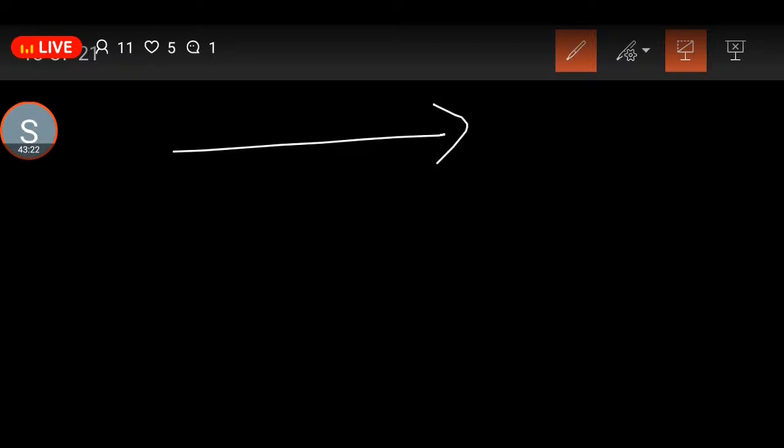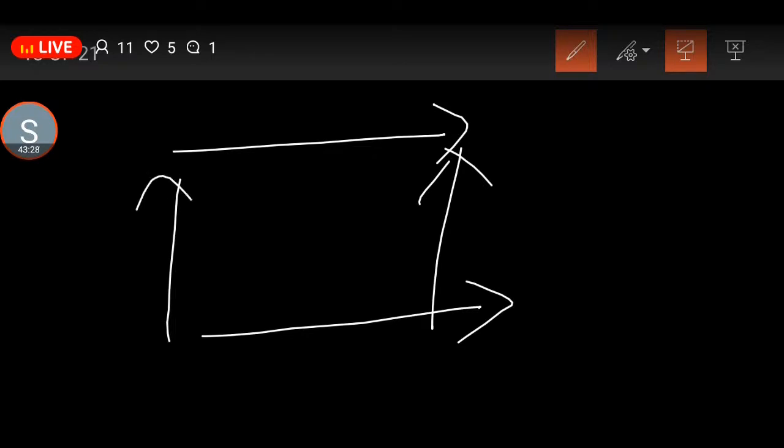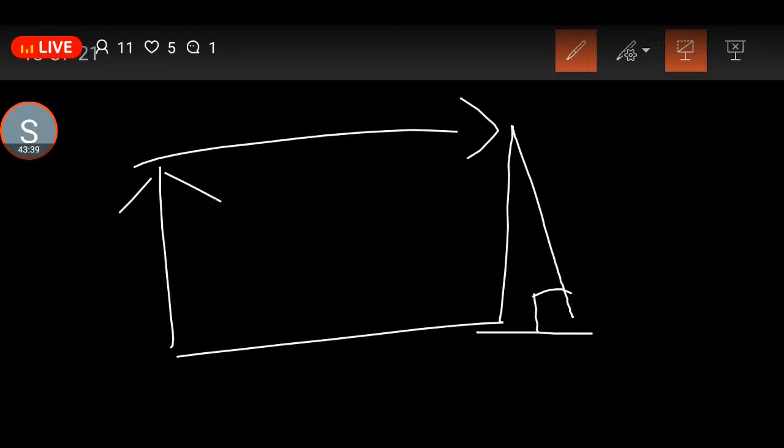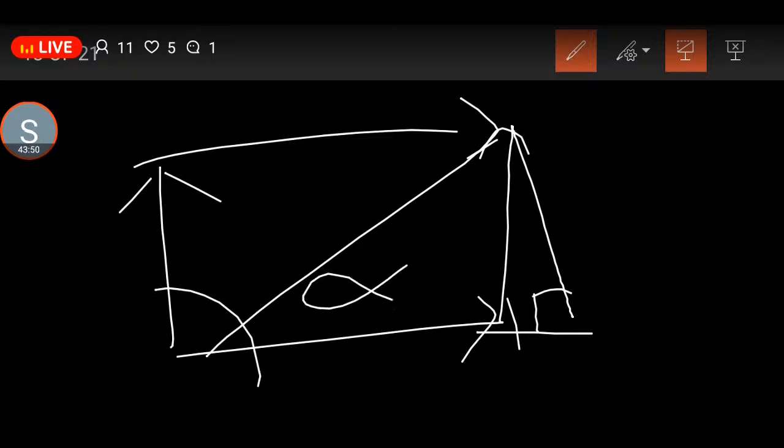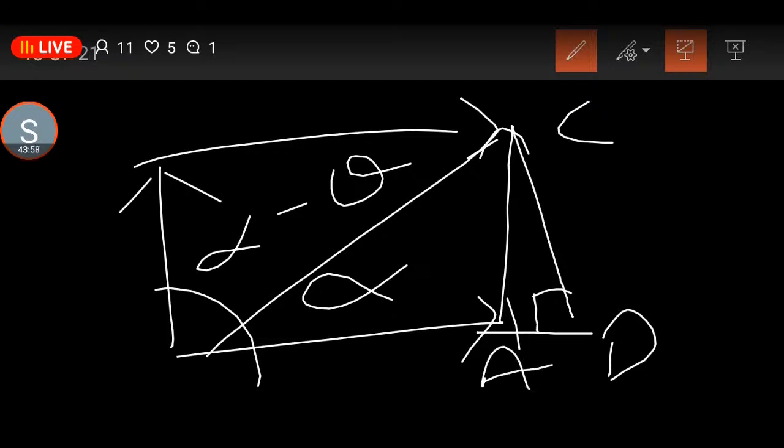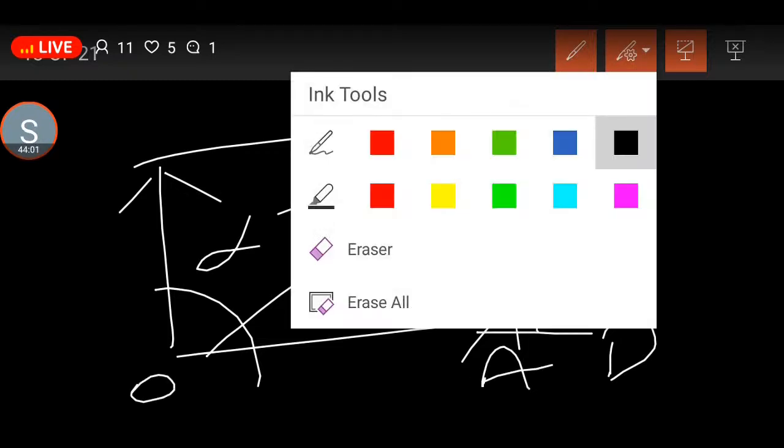If I draw perpendicular, oh, wait, I'll not draw arrows. Yeah, this is a perpendicular. Now it looks like perpendicular. Now I'll draw arrows. Yeah, this is a resultant. This is 90 degree. This is theta. This is theta. This is alpha. Alpha minus theta. Now I let this be C. This be D. This be A. This be O.